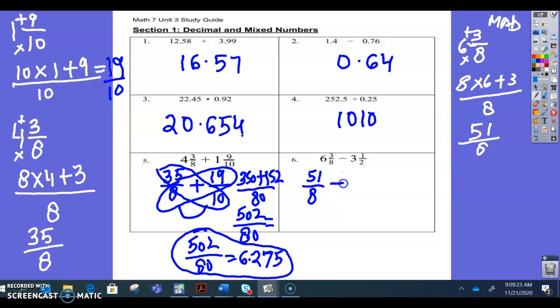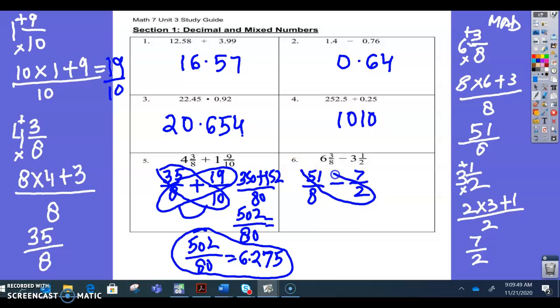I'm going to bring the minus sign down. Then I'm going to change the next mixed number into an improper fraction, which would be multiply and add, which is 2 times 3 plus 1 over 2. So 2 times 3 is 6, 6 plus 1 is 7 over 2, and my next one is 7 over 2. Okay, now I will use the butterfly method again.